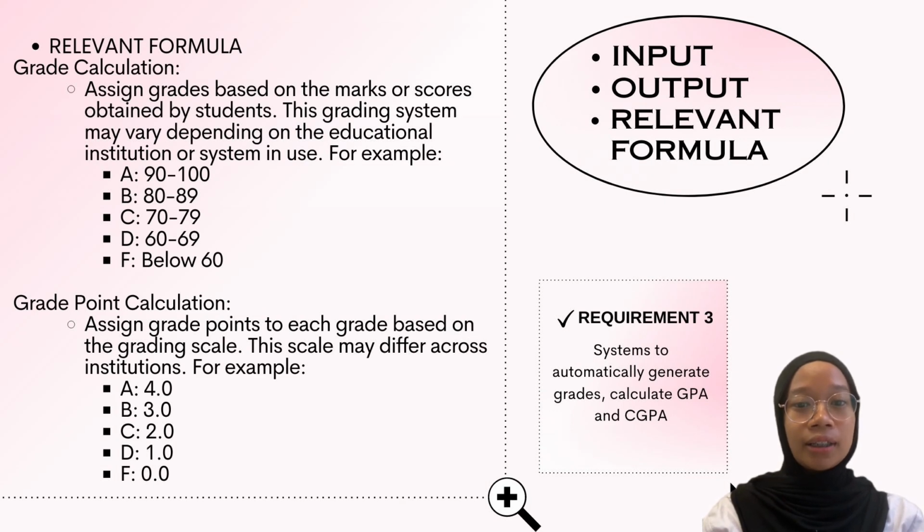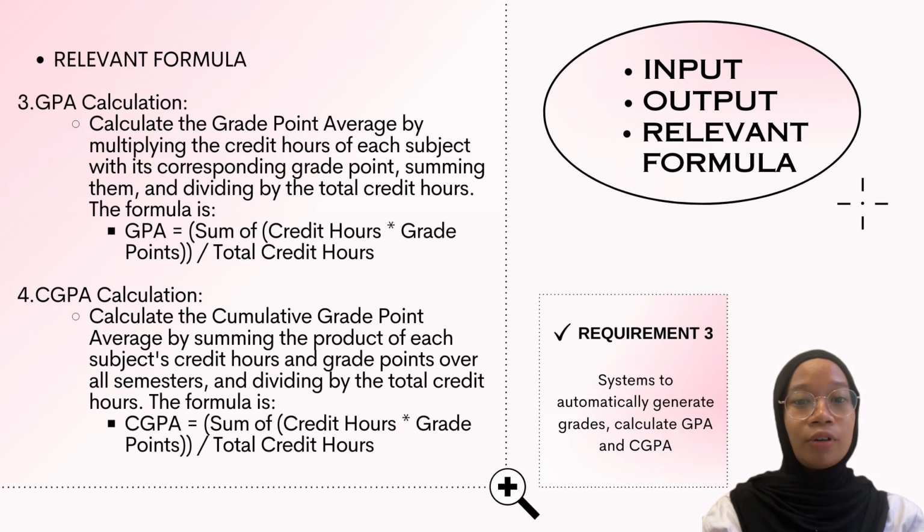This is the grade calculation and grade point. The formula for GPA equals the sum of credit hours multiplied by grade points, divided by total credit hours. For the CGPA formula, the sum of credit hours multiplied by grade points, divided by total credit hours.